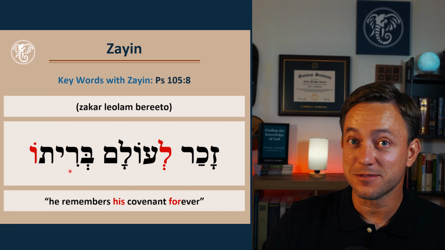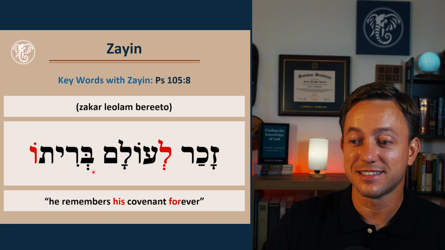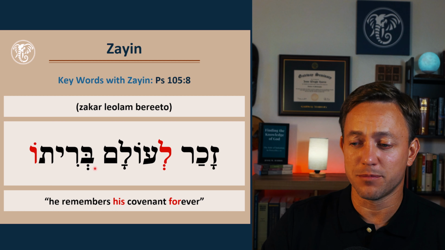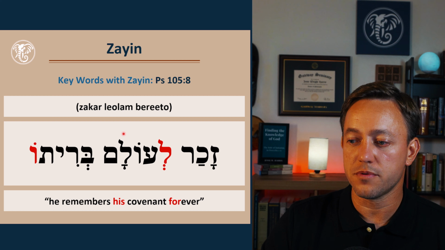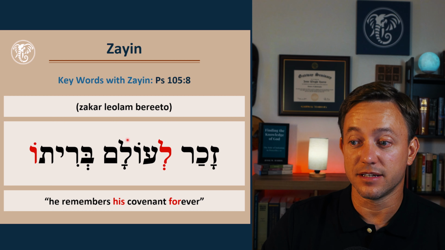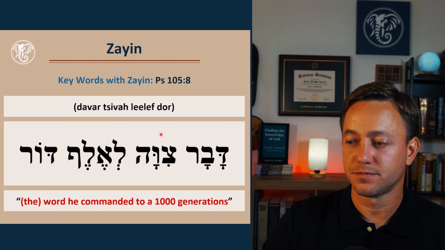Do you remember that one? We learned that when we talked about the bet. This is our word for covenant. One of those very, very important key words throughout the Bible. And so his covenant, meaning the Lord. So the Lord remembers His covenant forever.